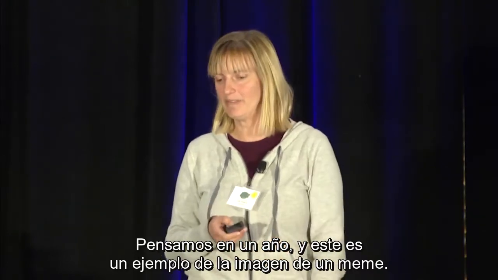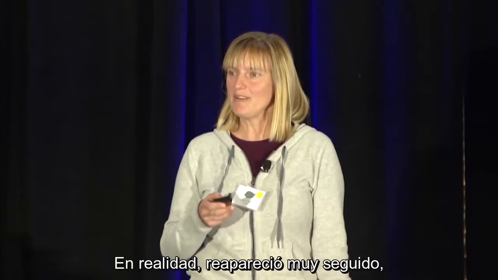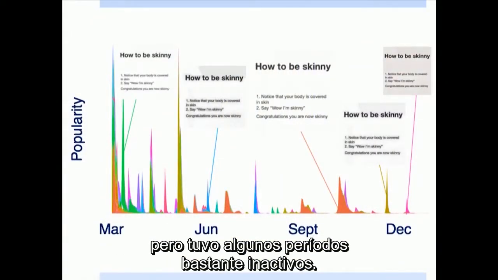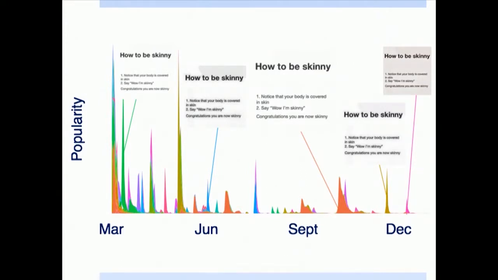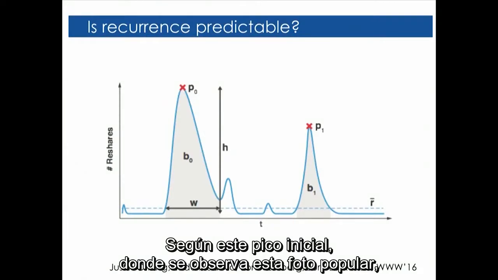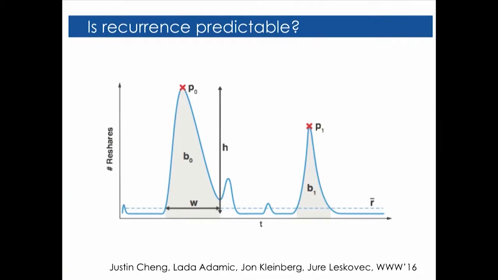And this is an example of an image meme. And it actually came back quite a lot. But it had fairly dormant periods in between. So this is an interesting problem. Could you have predicted that given this, say, initial peak where you observe this popular photo, that there will be subsequent peaks.